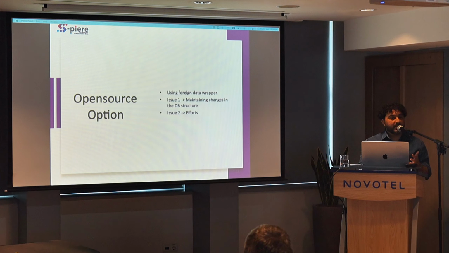Now there is an open source option to this. What I just said can be achieved using open source: you can use foreign data wrappers in PostgreSQL. But what is the issue? As I was showing, in Stitch you don't have to worry about schema changes or table changes; it does that automatically for you. But when you are creating a data wrapper, you need to create a table structure on your side from the other application, and you have to keep on maintaining it. Those are the efforts.